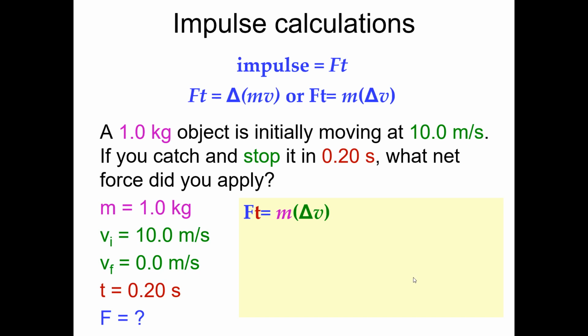Now, I don't want force times time. What I want is just F. So what I have to do is just divide both sides by T. So force equals mass times the change in speed divided by time. Now it's just a matter of plug and chug.